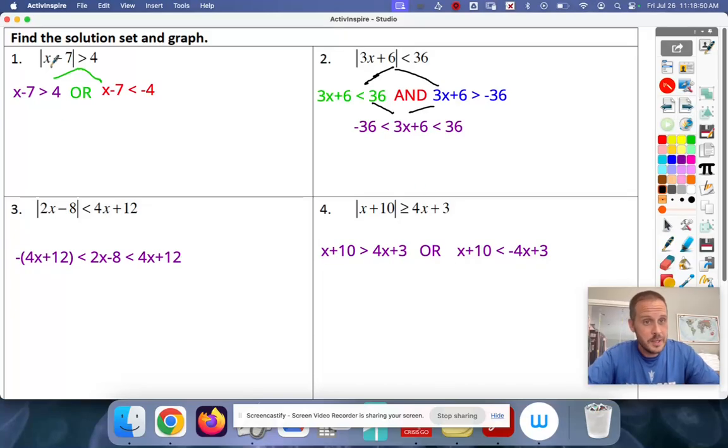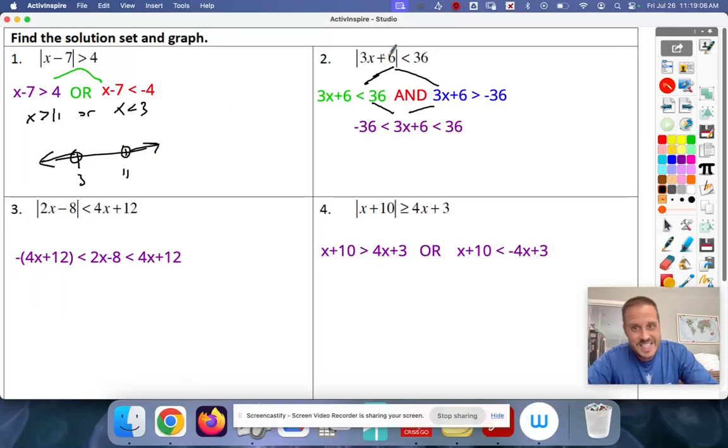All right, so here it's a greater than, so it's an or. And then you can add 7. You get x is greater than 11, or, adding 7, x is less than 3. And you would see here's 3, here's 11. It's either greater than 11 or less than 3. Here it's an and.